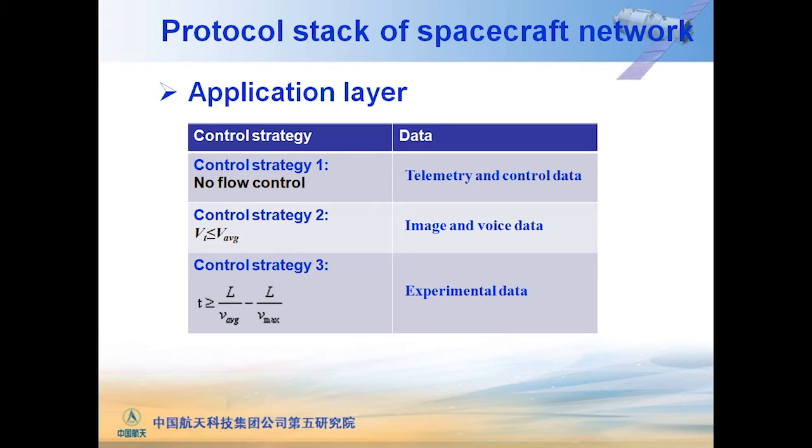Control Stage 1 for telemetry and control data: no flow control is carried out. Control Stage 2 for image and voice data: it's required to control the average rate of statistics in a certain period of time. It needs to meet the equation. And control Stage 3 for experiment data: in order to ensure the smallest update rate of the experiment, the time interval between adjacent data packets is specified, and the output data is required to be buffered and smoothed in the application layer. The time interval of application layer data packets should meet the following equation.